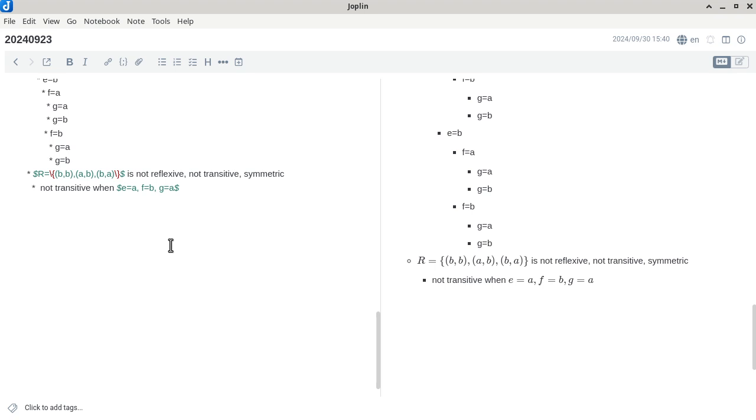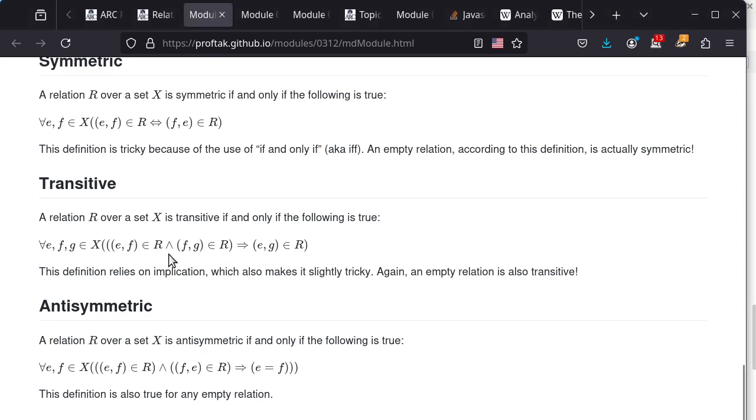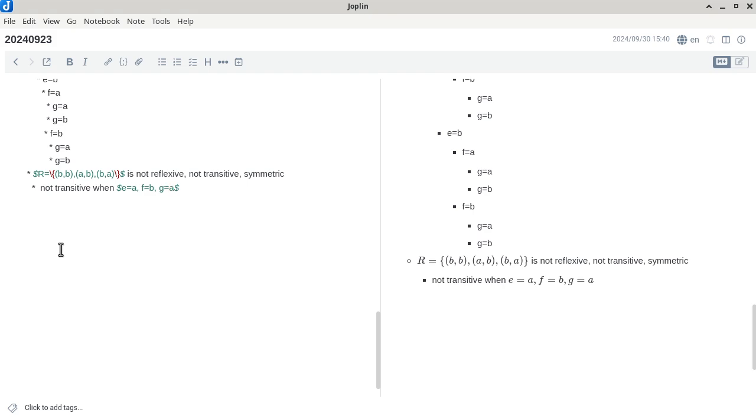Since we have one case of having E, F, and G causing this expression to be false, that means the entire universally quantified expression is also false. And that's why that particular example, the last one, is not transitive. In other words, if you don't have reflexive, that means you don't have transitive, only in this case. So if you have three elements, then there are more ways to construct a case where it is not transitive. Okay, so let's go through another example.